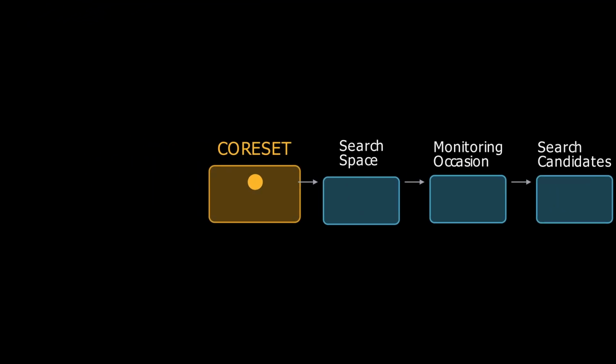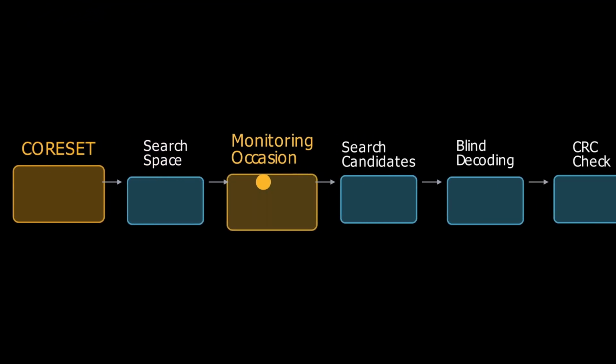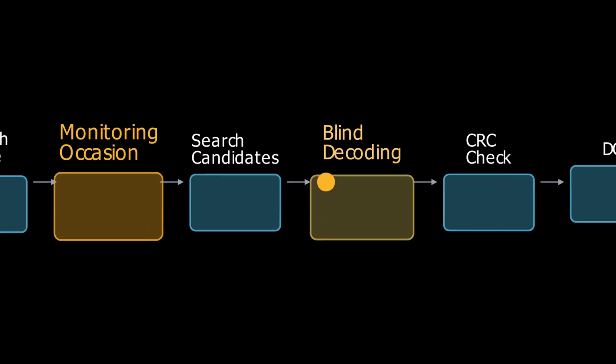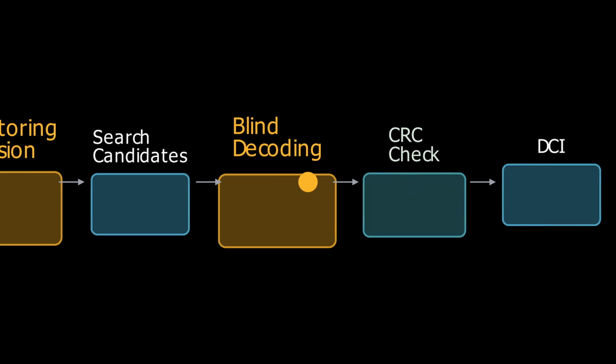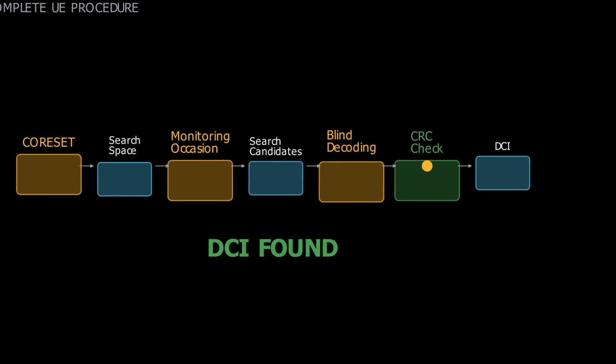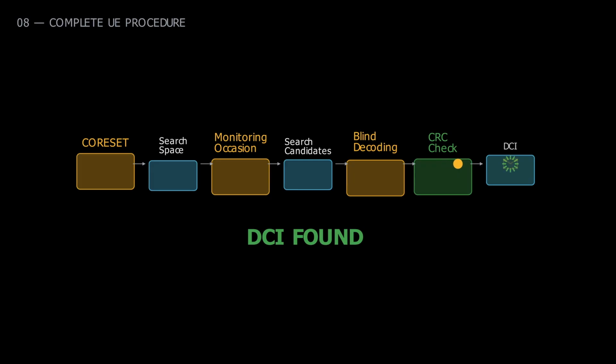The UE first monitors its configured CORESET and search space. When the monitoring occasion arrives, the UE starts checking the available search candidates. Each search candidate is blind decoded and its CRC is verified. As soon as one candidate passes the CRC check, the UE successfully decodes the DCI. Now the DCI tells the UE exactly where its PDSCH is located.